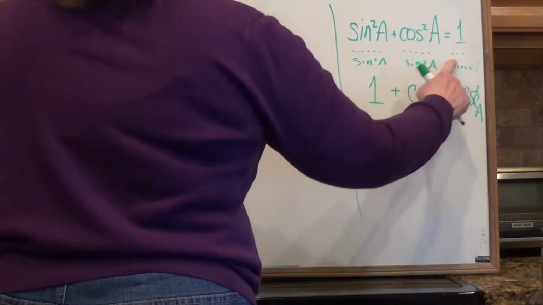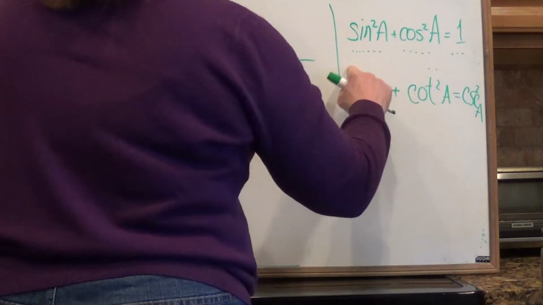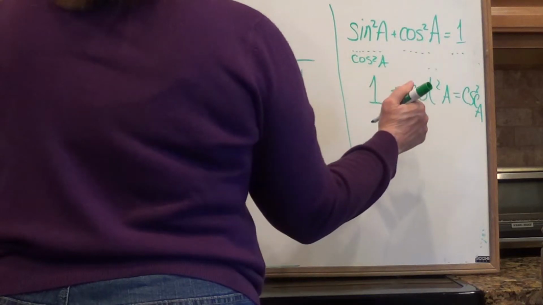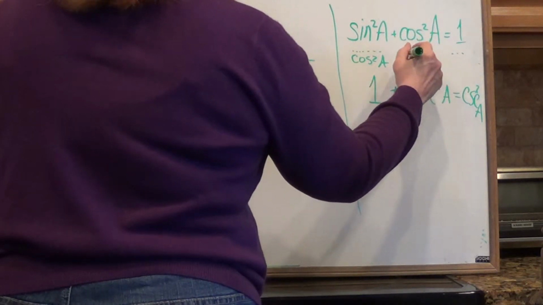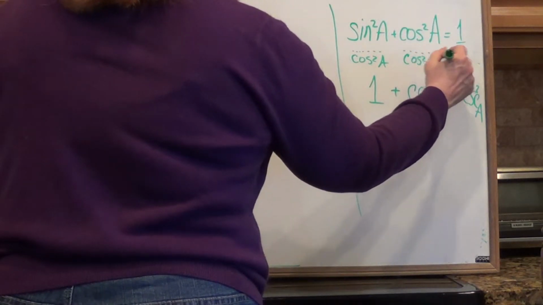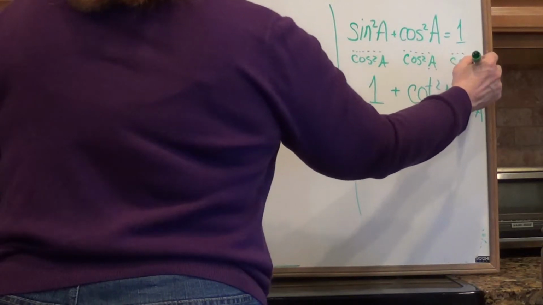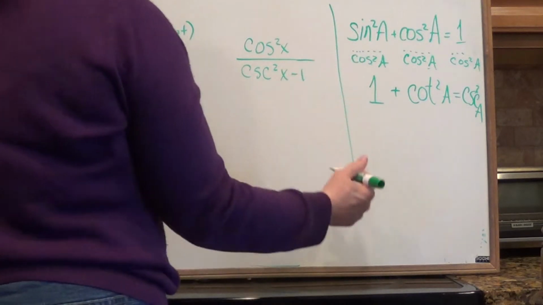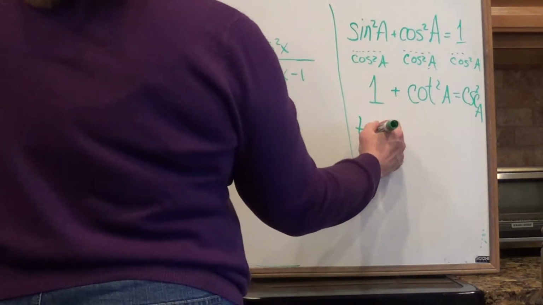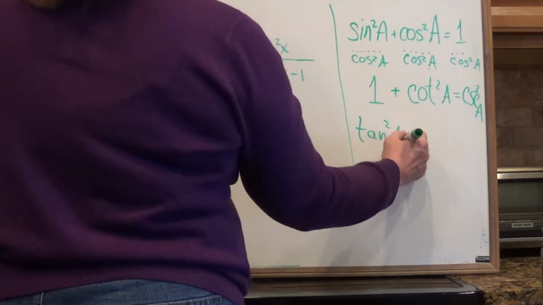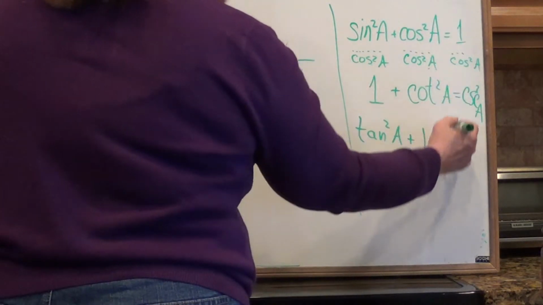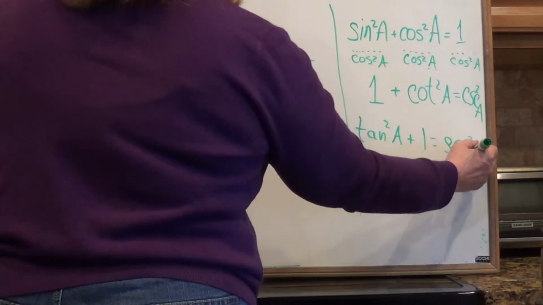Then I'm going to go back to the original again, and in my mind, I'm going to divide by cosine squared. And that creates this down here. Sine squared divided by cosine squared is tangent squared. And cosine squared divided by itself is 1, and 1 over cosine squared is secant squared.